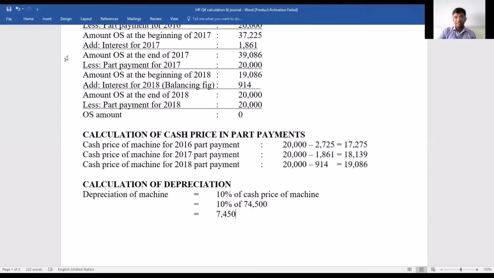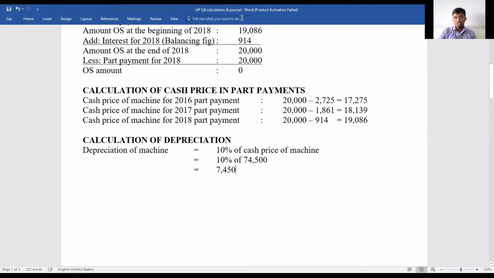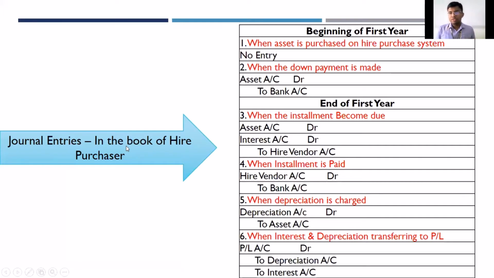Okay, so with that, we have completed the three major calculations that we have to do. And now the next step is we can proceed to the journal entry. I'll just give you a quick snapshot of the journal entries that we will have to pass before we go about passing the actual entries, so that you'll be able to relate and understand better.